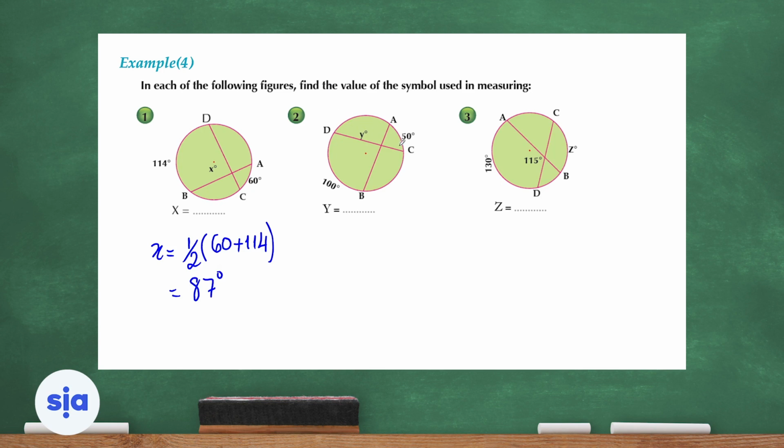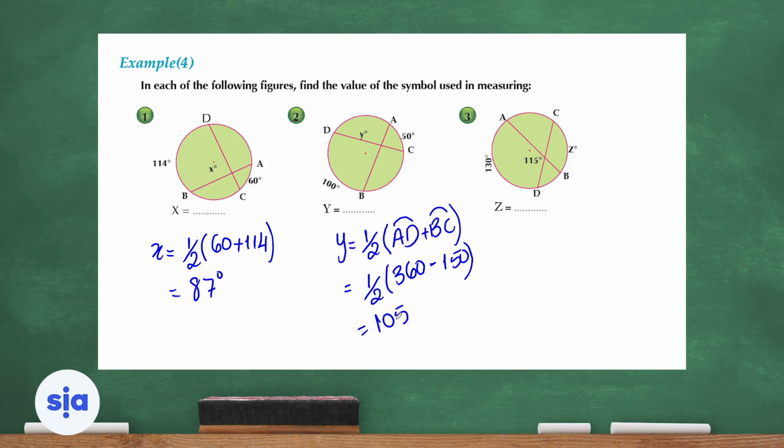For question 2, y is half arc AD plus the measure of arc BC. So it's half of 360 minus 150. So it is equal to 105 degrees.